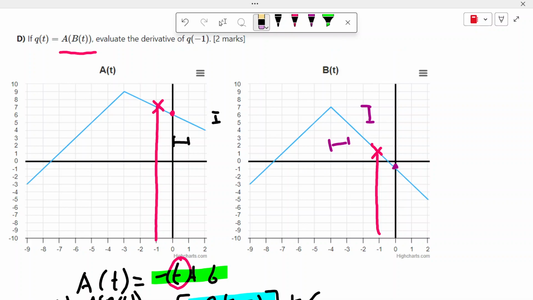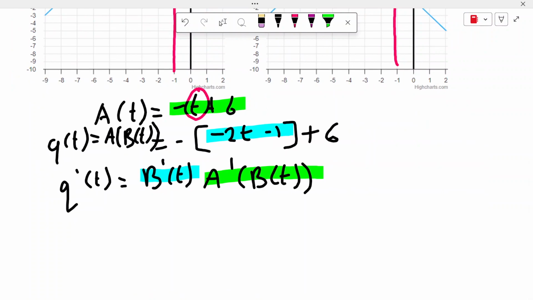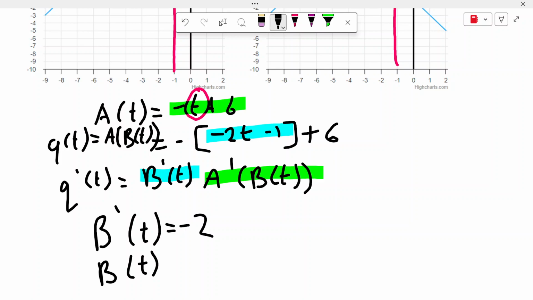And to do that at -1, which I guess is pretty simple, we just find the gradient. So we've just found it here. The rise on the run of this one is -2. So what we can say is that our b prime t is equal to -2. Now, if you notice, we're going to need to find b t because we substitute that into a.